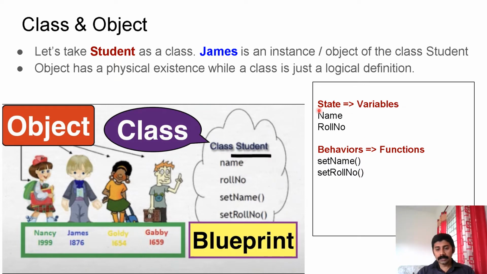In this class, state is represented using variables. In this example, to represent the state, we have two variables, name and roll number. And to model the behavior, we are using functions or methods. We have two methods like setName and setRollNumber. So this is all about the concept of class and object.